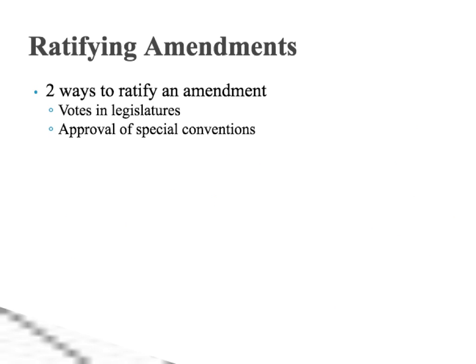Okay, we've now proposed our amendments, either through a national convention or through Congress. Now we need it to get ratified. We need it to get passed, approved. We also have 2 ways to do that. We can get it voted on by state legislators.